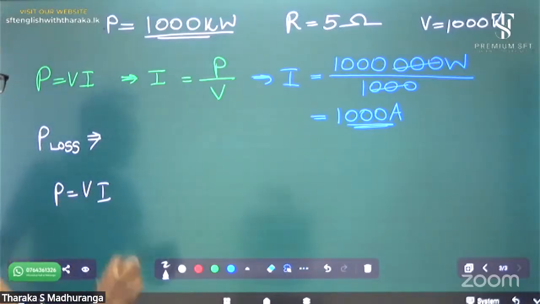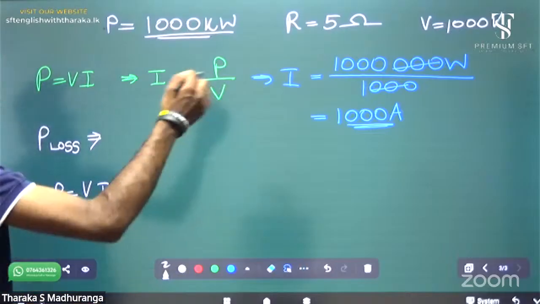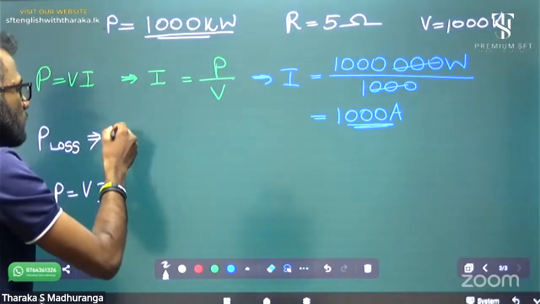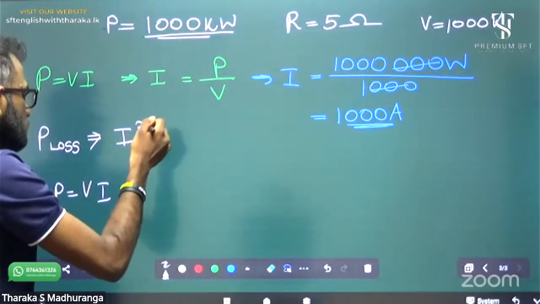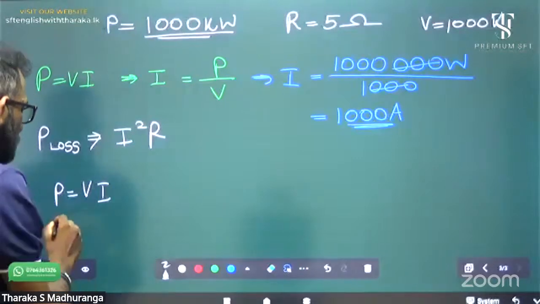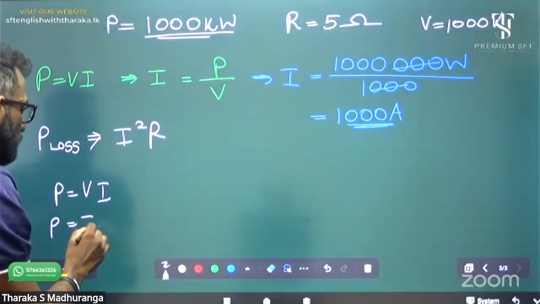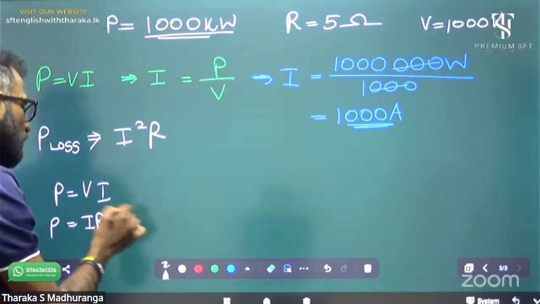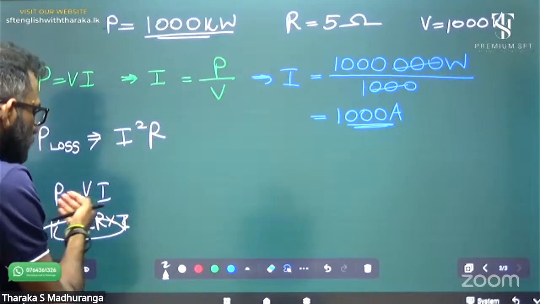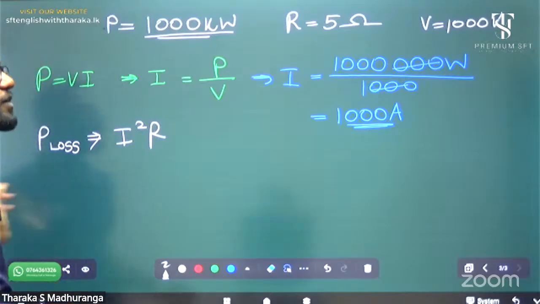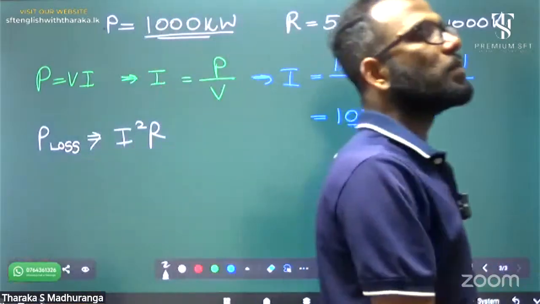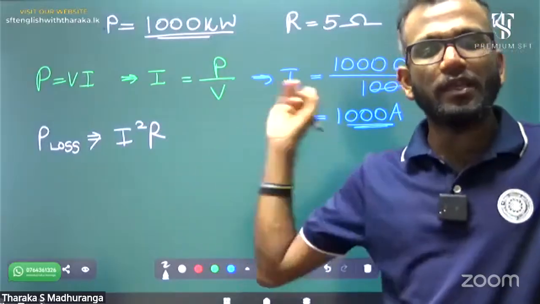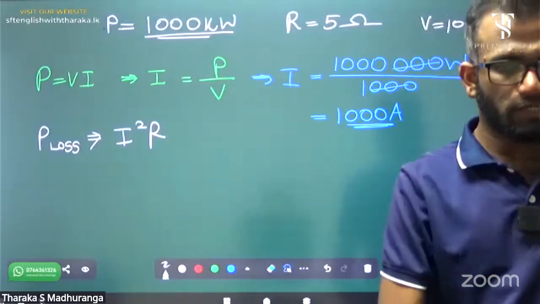Instead of V, I'm going to use IR. Then what is the equation? P equal P loss equal I squared R. Because P equals V I, instead of V, I can substitute IR into I. What's the equation? I into I squared R. Power loss is the power lost due to the resistance of the conductor. We can calculate it for the transmission system by the equation P loss equal I squared R.